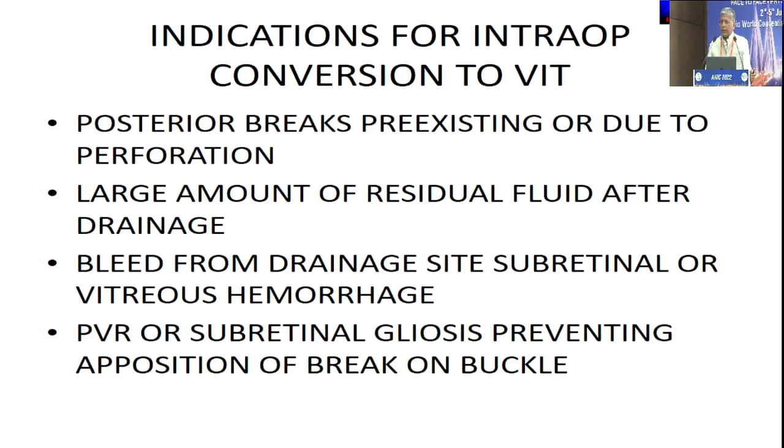So what are the indications for intraoperative conversion? Suppose I am doing a buckle and I want to convert intraoperatively to a vitrectomy. Now there are posterior breaks which are pre-existing, or the posterior break may happen due to a perforation and I may not be able to tamponade to block that break. So I would convert to a vitrectomy. Other indications are a large amount of residual fluid after drainage, bleeding from the drainage site which may be either subretinal or a vitreous hemorrhage, or there may be PVR or subretinal gliosis which prevents apposition of the break on the buckle.